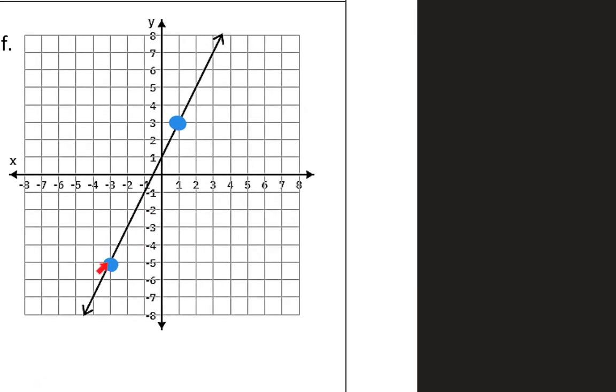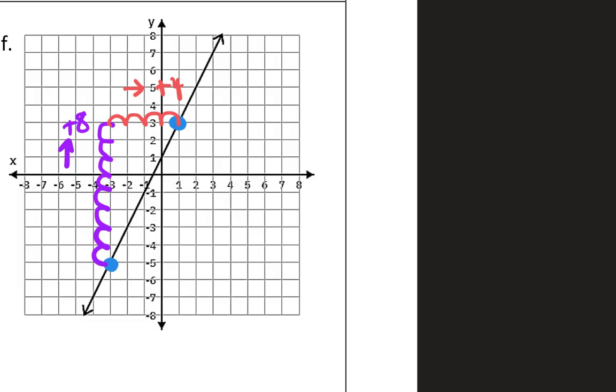So from this point, should I go up or should I go down? Up. Okay, so from this point, I'm going to go up. So I'm going to go up 1, 2, 3, 4, 5, 6, 7, 8. Up 8. Positive or negative 8? Positive 8, because that's a positive direction. And then I'm going to go to the left or to the right? Right. 1, 2, 3, 4. So to the right, +4.